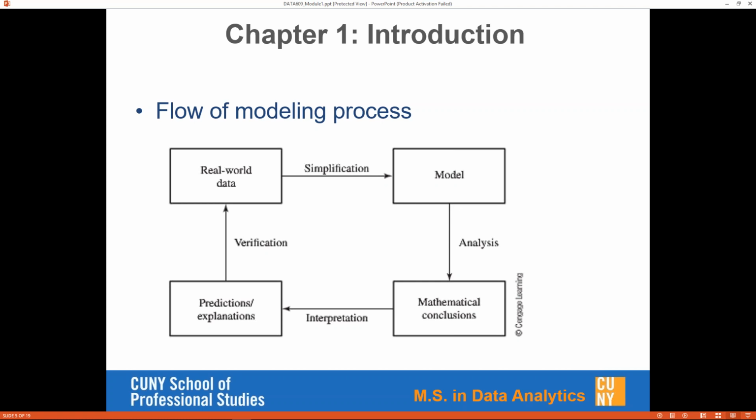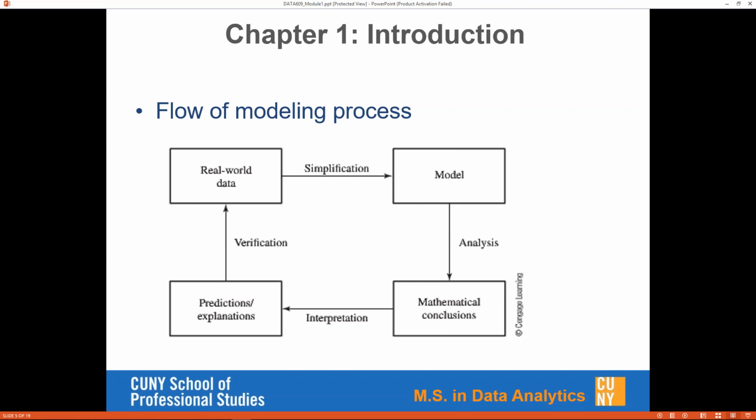Before we delve into difference equations, I want to give you a high level understanding of what a model is and what the purpose of a model is. It's somewhat simple, but you can think through this process. Once you have real world data, you try to simplify this data and build a model, and then you run some analysis on the model and get some sort of mathematical conclusions. Then you try to use these mathematical conclusions to interpret the results.